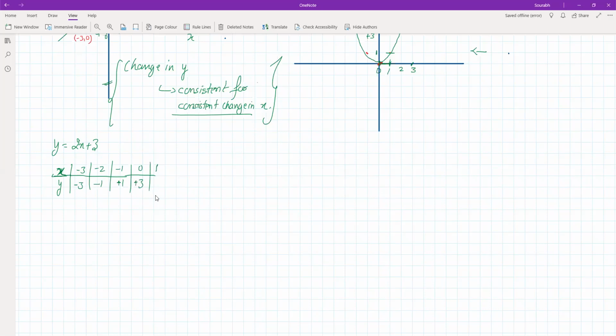If it is 1, 5. And if it is 2, 7. Okay, last. If it is 3, 9. Right? Okay. So now what do we see here? Every step x is increased by plus 1. Right? And what is the increase in y? Is it plus 2?